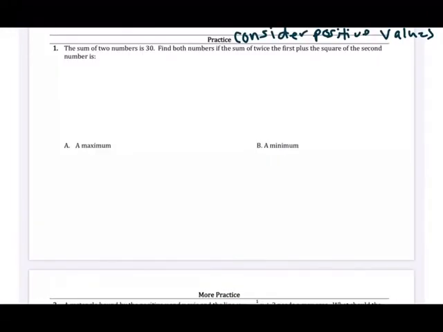Okay, number 1 says the sum of two numbers is 30. Find both numbers if the sum of twice the first plus the square of the second number is maximized or minimized. So something that I meant to add in these directions, please make sure we're only considering positive values. This would be a very different problem if we were considering both. So let's identify what we have. First, I'm going to define my variables. I'm going to let x be my first number and y be my second number. And I'm going to let A be that value that we are maximizing and minimizing.